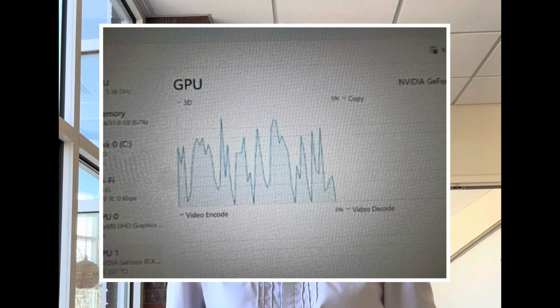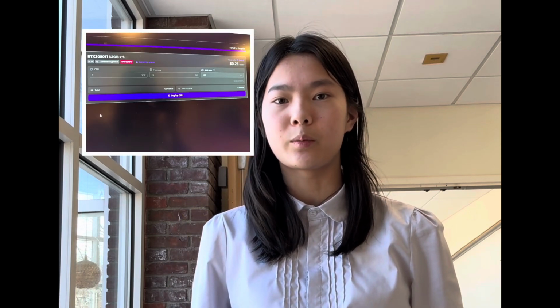During training, the local computer's GPU often ran out of memory and killed the processes. So, a remote GPU server was employed using Prime Intellect.